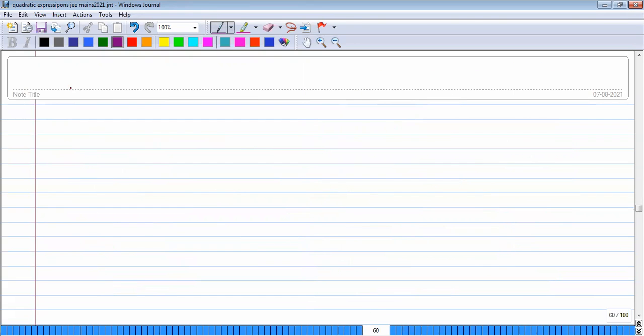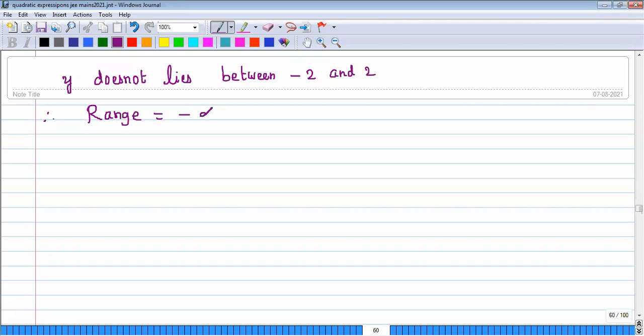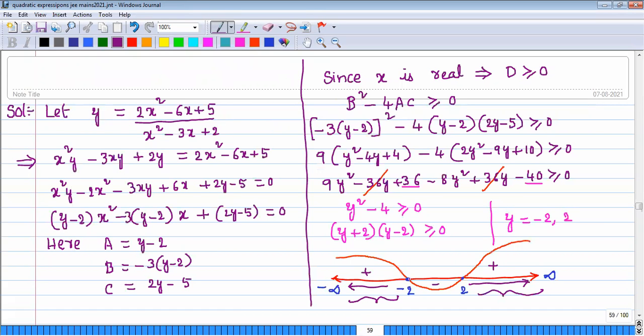So therefore we can write y does not lie between minus 2 and 2. Therefore, range equals minus infinity to minus 2 closed, union 2 to infinity. Here one more thing: minus 2 is included and 2 is also included. So in this way we can find out the range.